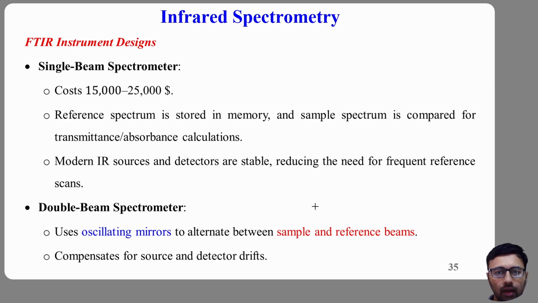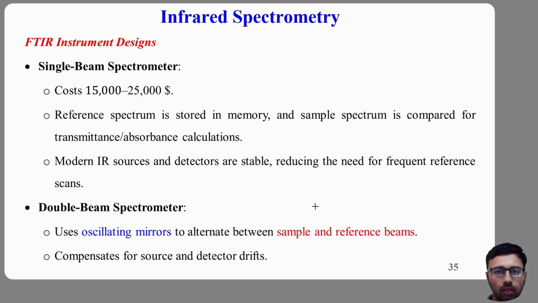Today's IR sources are highly stable. Modern detectors are extremely sensitive and reliable. Because of this, continuous beam alternation is no longer essential for most applications. Modern single beam FTIR systems use a much simpler strategy.